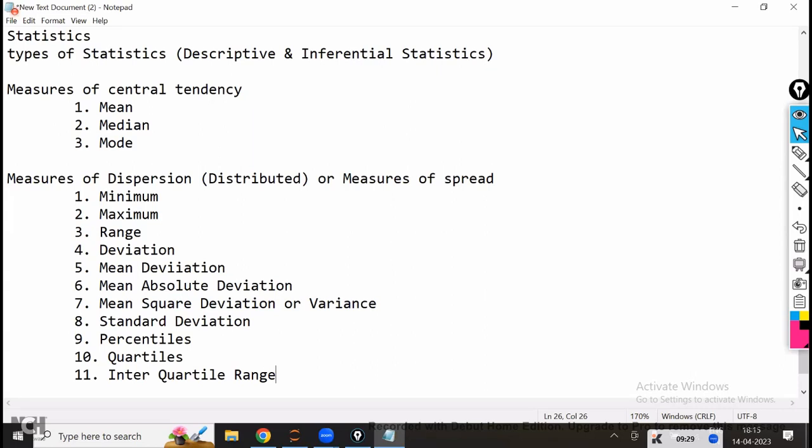For example, in a particular company, salaries of the employees are there. Assume the Q1 value is 6,50,000. What is the meaning of that? In that particular company, 25% of the people are having less than 6,50,000 salary. That is the meaning of that.